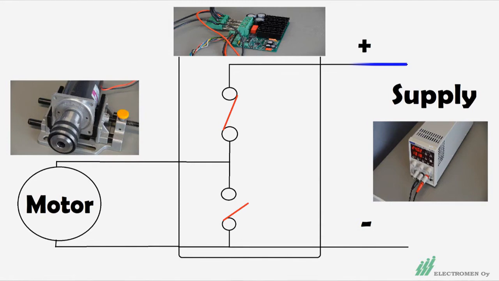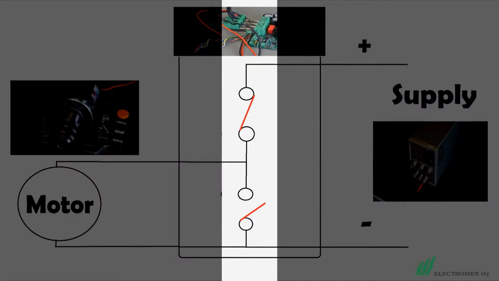First, we are going to look at how current normally flows through a circuit. The power supply feeds current to the driver unit. The driver unit then directs the current into the motor according to its settings. The current then passes through the motor to continue to flow through the circuit. Now, we start the braking.